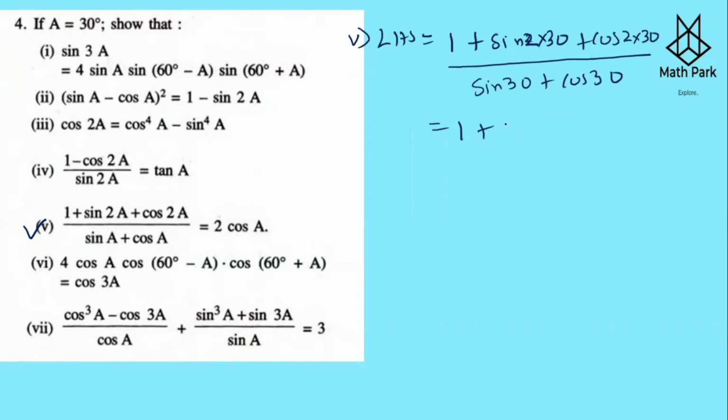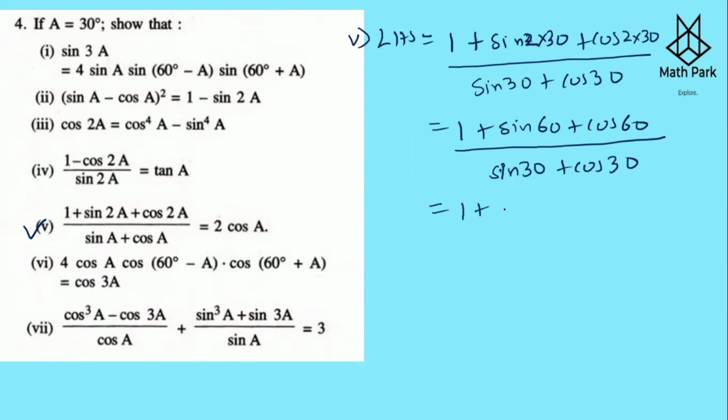And sin 60 is going to be, okay, let me write one more time. 1 plus sin 60 plus cos 60 upon sin 30 plus cos 30. Okay, now let us put the values. So 1 plus sin 60, which is root 3 by 2, plus cos 60, which is half, upon sin 30, which is half, and cos 30, which is root 3 by 2. Simplify this. Take the LCM in the numerator. So in the numerator we get 2 plus 1, 3.